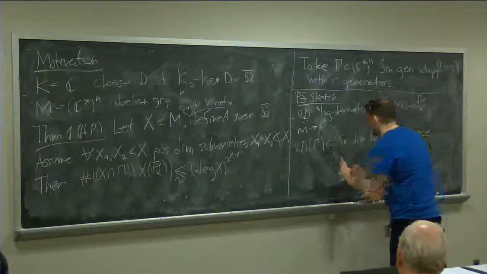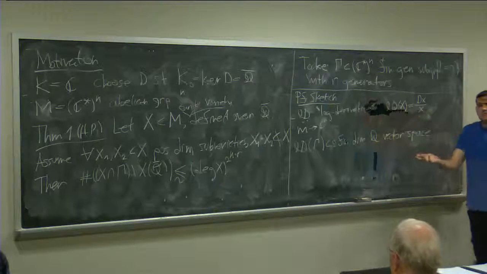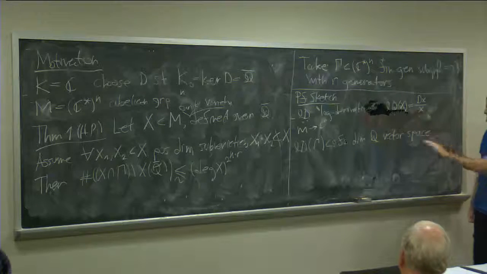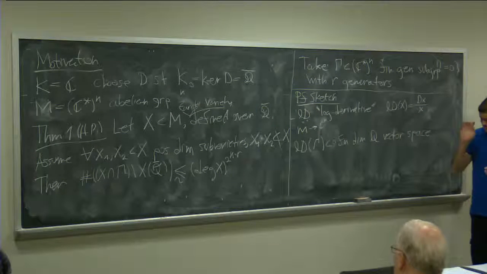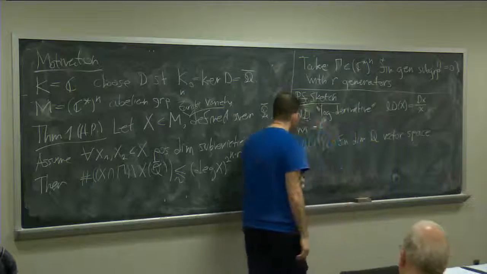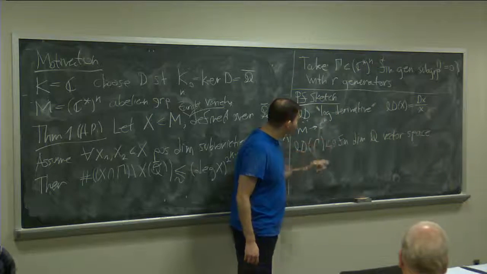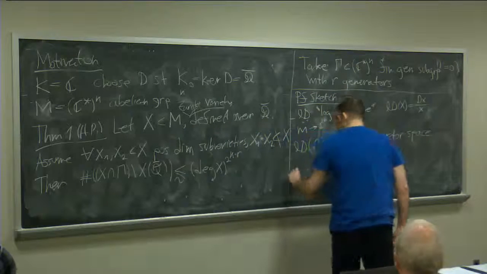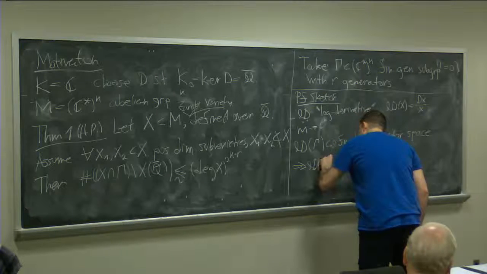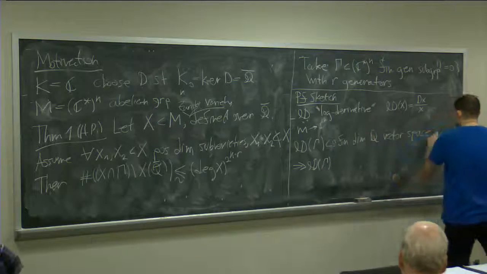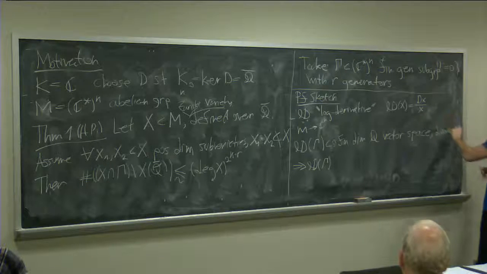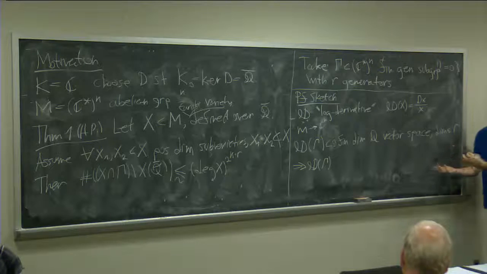Contained in a finitely generated, finite dimensional vector space. Maybe it's not closed under Q, but it's certainly contained in a finite dimensional vector space. Now I want to say that if this LD of gamma is contained in a finite dimensional vector space, then let's say the dimension is less than or equal to R, the number of generators, because that's the number of generators of gamma.